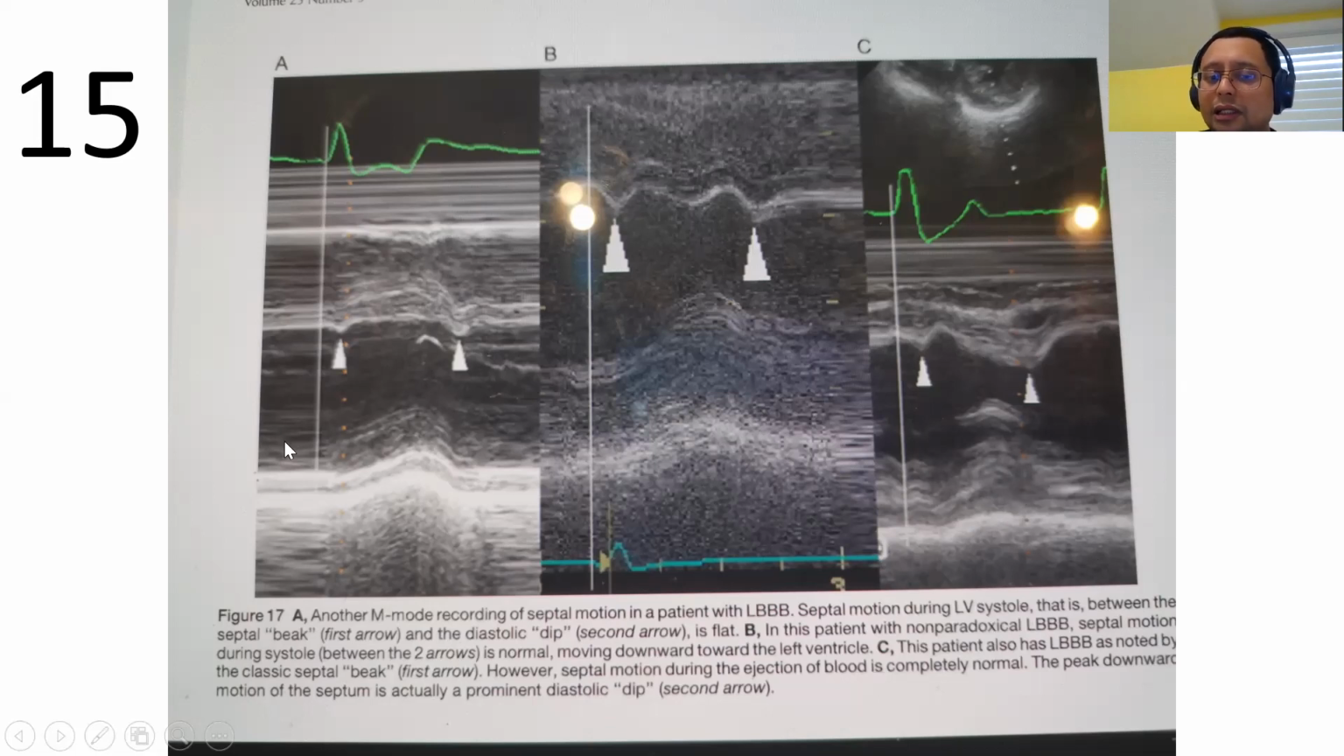So this is a typical electromechanical dissociation. This is a typical LBBB that might respond to CRT. This is an atypical LBBB. This is a completely dissociated LBBB, electrical and mechanical. It doesn't follow at all. This won't respond to CRT.